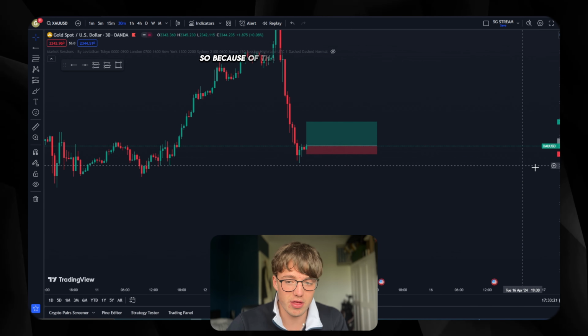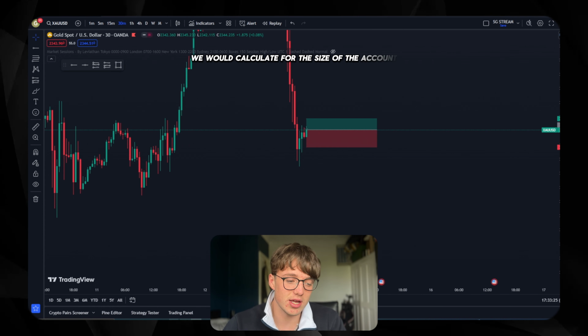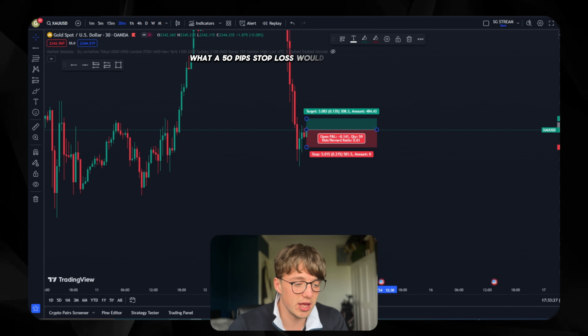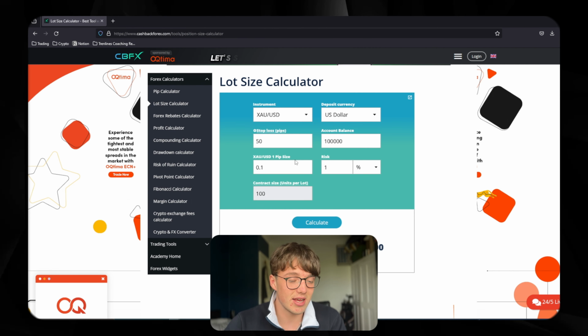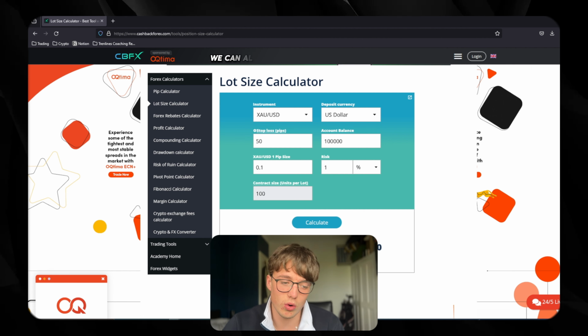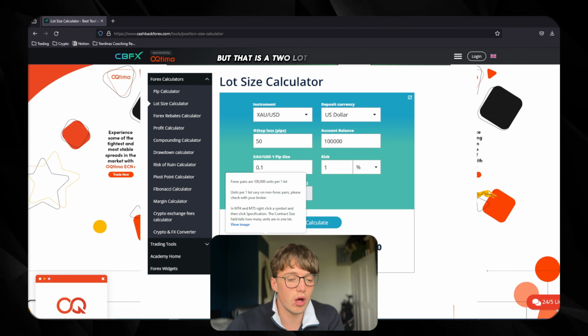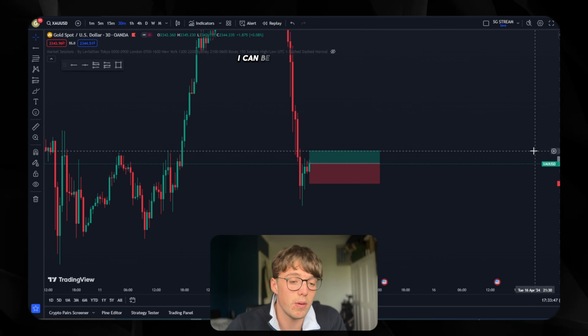So because of that, what we would do is calculate, for the size of the account, what a 50 pip stop loss would be for risking 1%. So we go back over here, 50 pip stop loss. Let's say again that we're using a 100k account. 50 pip stop loss is going to be a 2 lot. We can already work that out in our head, but that is a 2 lot. So essentially what that means is no matter what trade I'm taking, I could be popping a 2 lot.